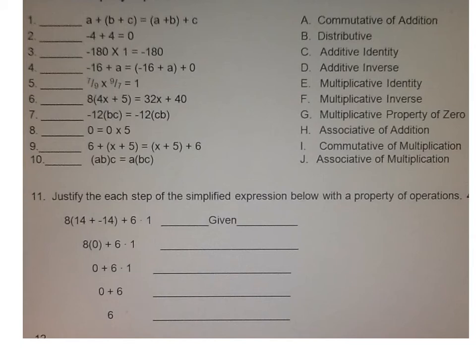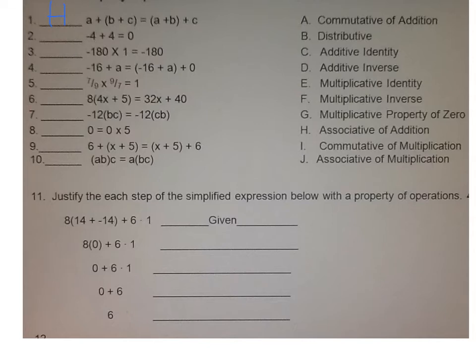Okay, these are going to be the answers to the properties, questions 1 through 11 on your study guide. Number 1 should be H. That's the associative property of addition. ABC equals ABC, stays in the same order.